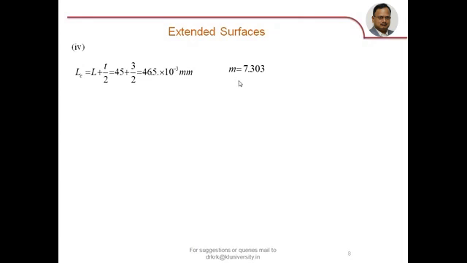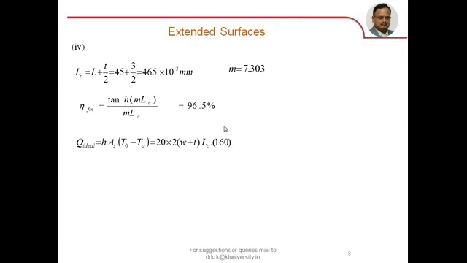The m value remains the same, root of hP by kA. Now fin efficiency, as we have derived for a fin with end insulated, tanh(mLc) by mLc, is 96.5%. Once you know fin efficiency, Q ideal you can determine and multiply with fin efficiency, you will get Q actual.